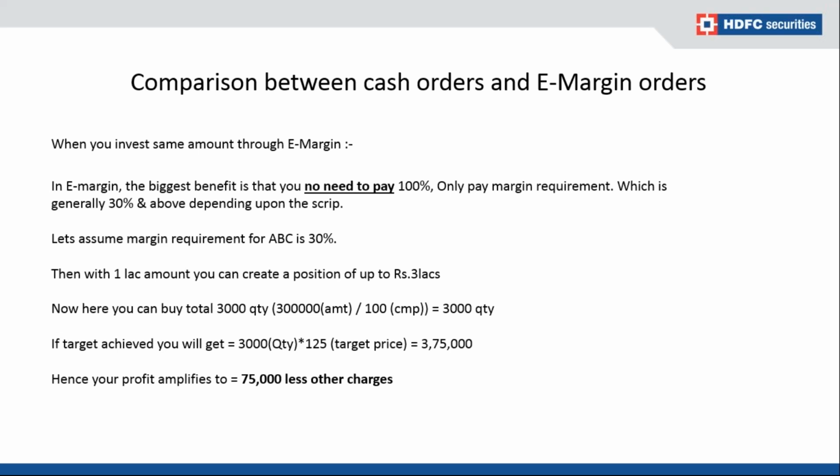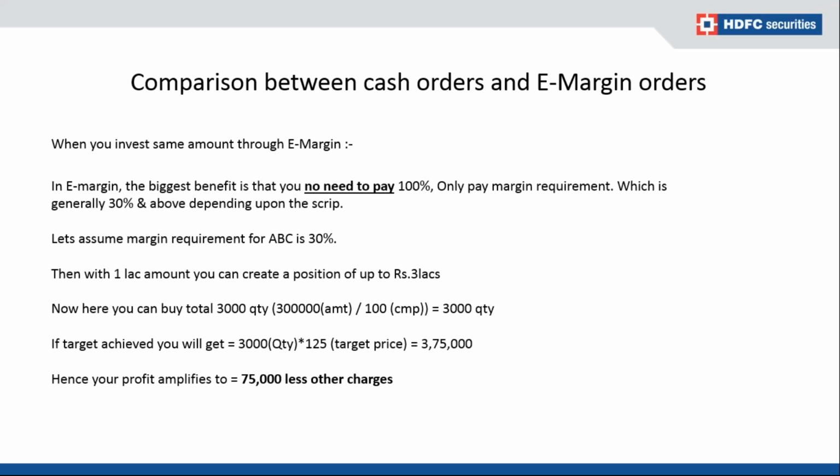Nothing has changed. Your stock has increased the same 25%, that is from 100 rupees to 125 rupees. Your investment value was the same 1 lakh rupees, but just because you are using the leverage product of E-margin, you will be able to make a larger profit, almost 3 times more profit than a normal cash order. So that is an advantage of trading in the E-margin.